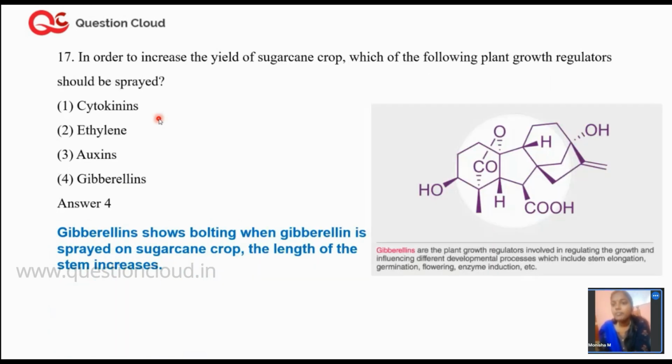Now, next, let us move on to the 17th question. In order to increase the yield of sugarcane crop, which of the following growth regulators should be sprayed? So they want to increase the yield. The options given were cytokinins, ethylene, auxins, and gibberellins. So the right option is gibberellins. Why? Because what is the edible part in sugarcane? Which part are we interested in sugarcane?